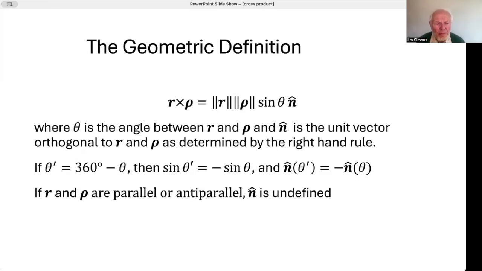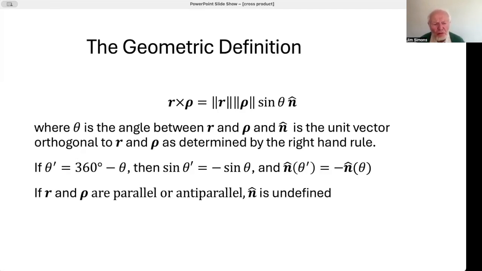The one that is a problem, though, is this. Suppose R and rho are parallel or antiparallel. Well, in that case, n hat is undefined. There are infinitely many unit vectors orthogonal to both R and rho. And you might say, well, that doesn't really matter because sine theta is zero in that case anyway, and so this thing's definitely zero. And that's sort of right, but it does matter a bit because it's very uncomfortable having a definition that depends on something that might be undefined.